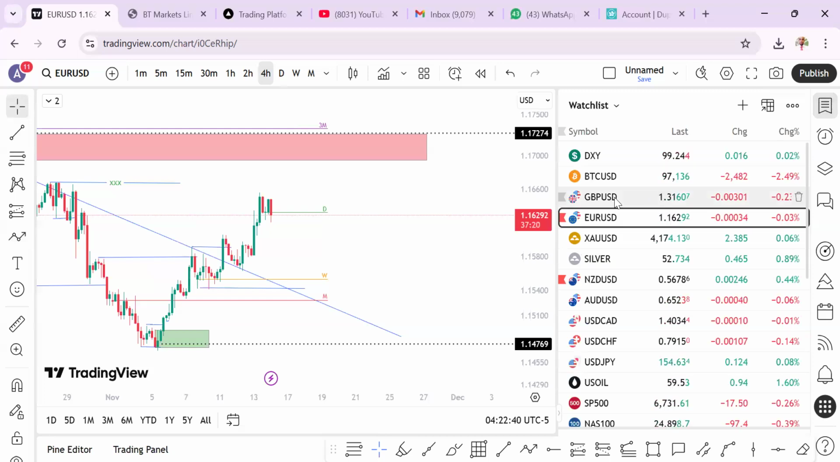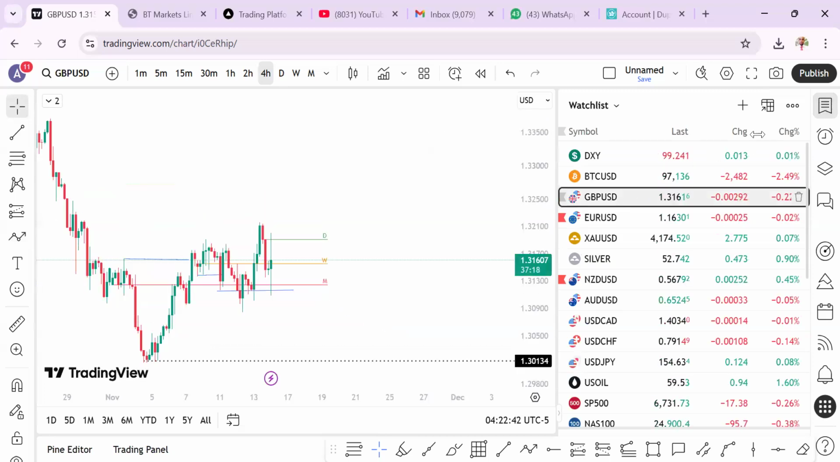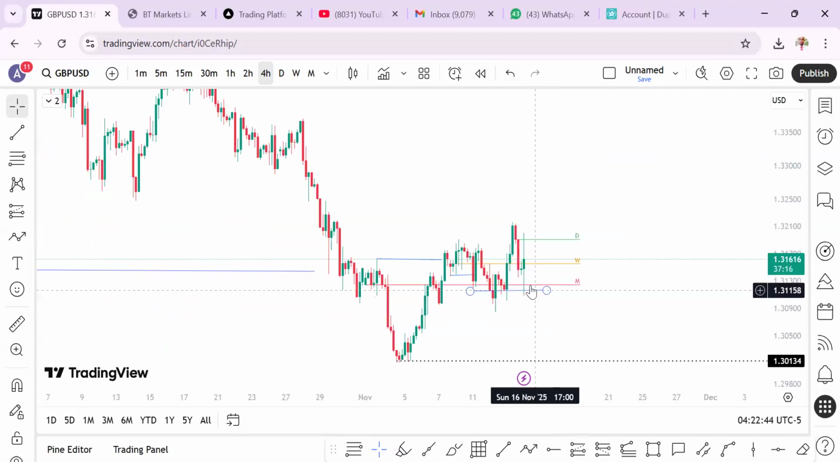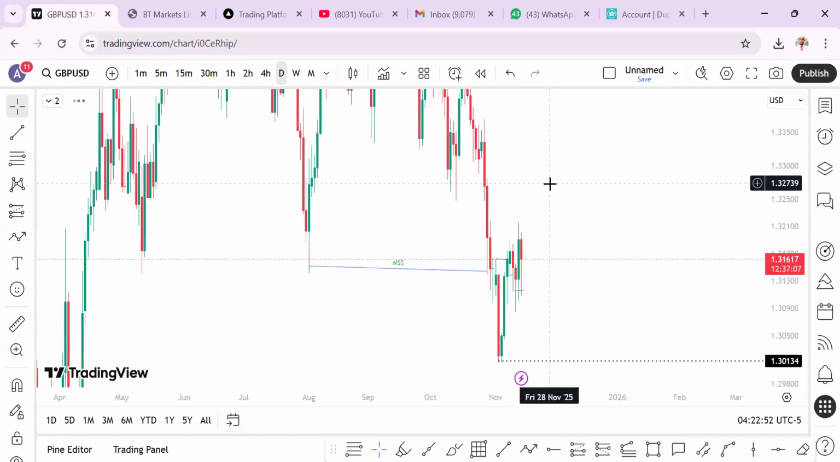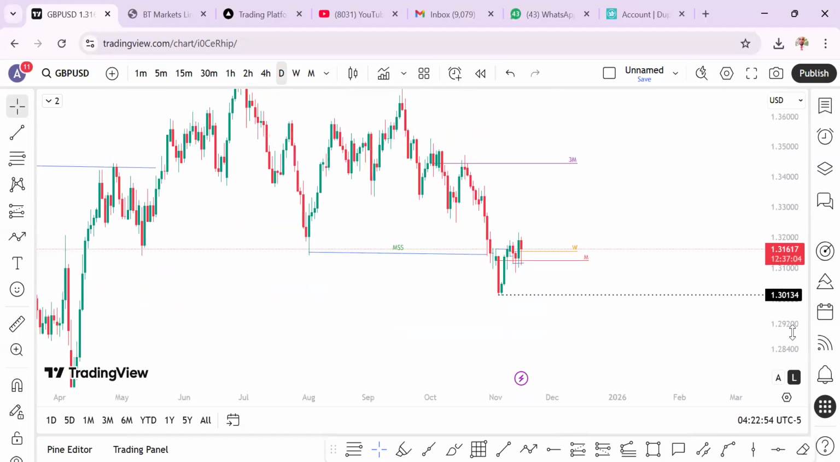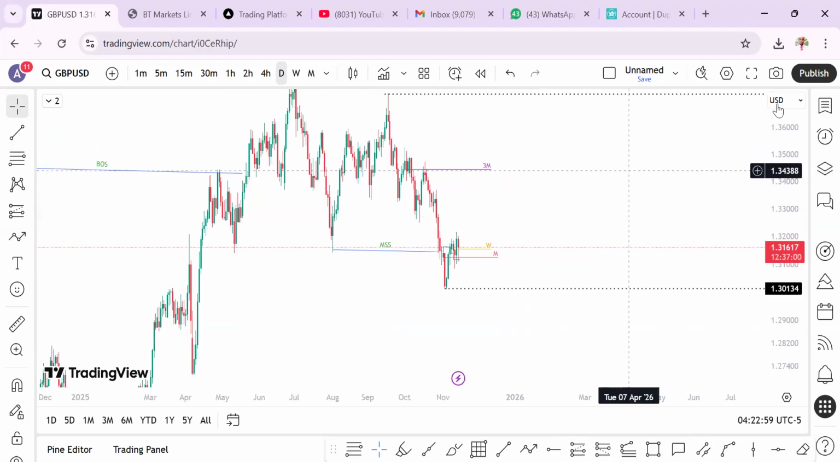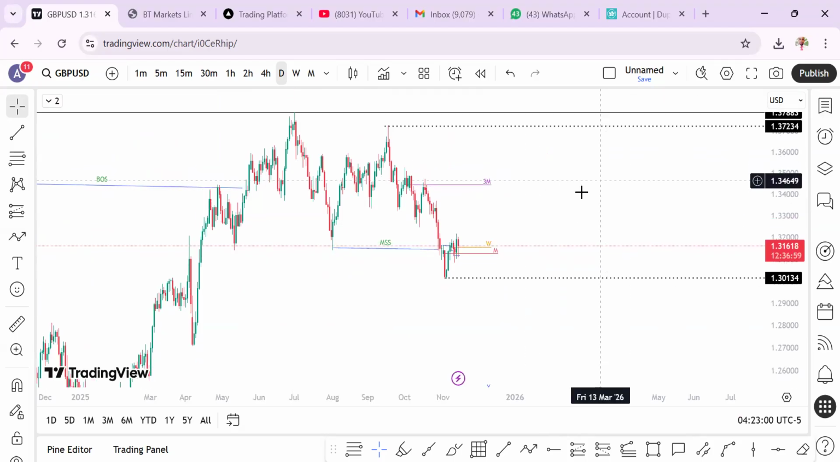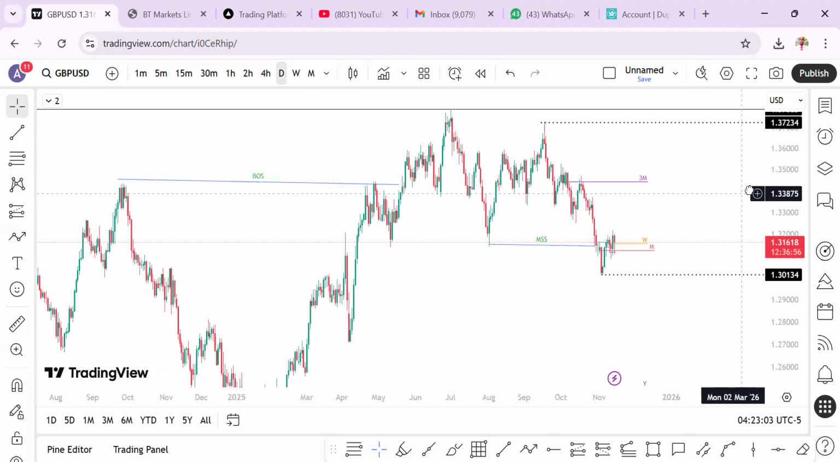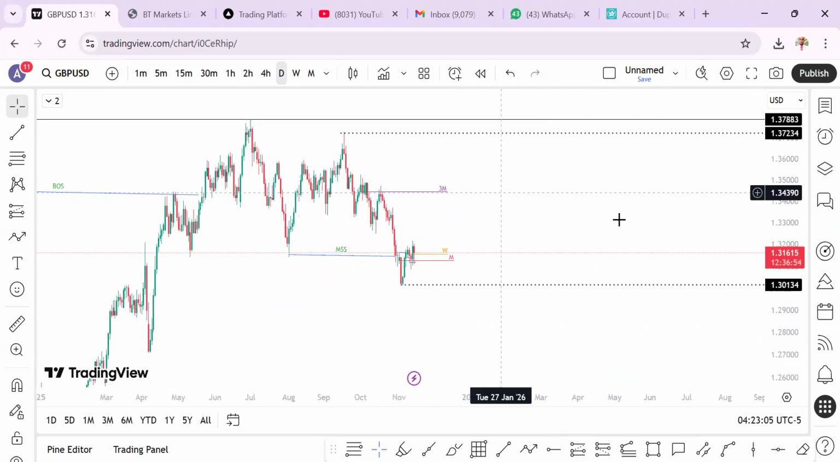Now, GU. I got into a position on GU this morning around here. And I want to see GU going up. GU still has more potential to push up for me. Now, GU, we are bearish, which we know. Structurally, from daily to 4 hours, everything is bearish.